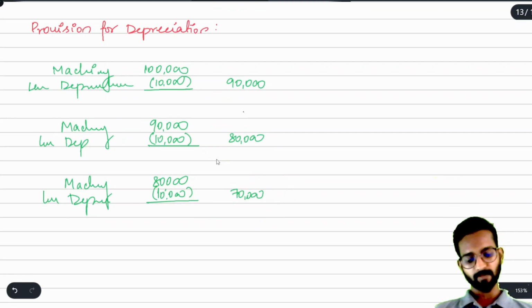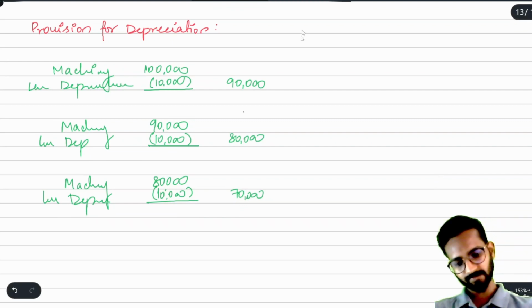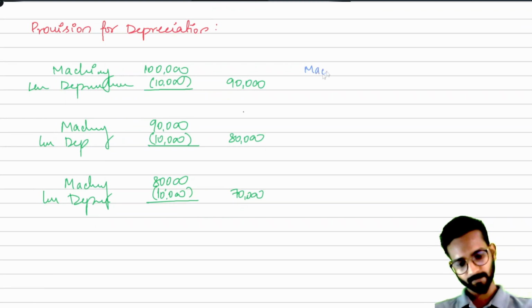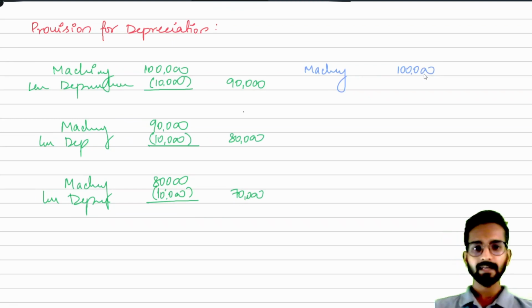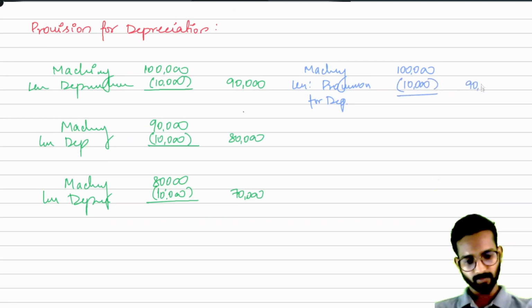Now I will tell you another method. See, machinery account was 1 lakh rupees. If I write here, please focus, machinery account 1 lakh rupees, and there is one more account. If I create a dummy account, say provision for depreciation, I will explain this name, don't worry, less provision for depreciation account is 10,000 and I am saying the amount is 90,000.